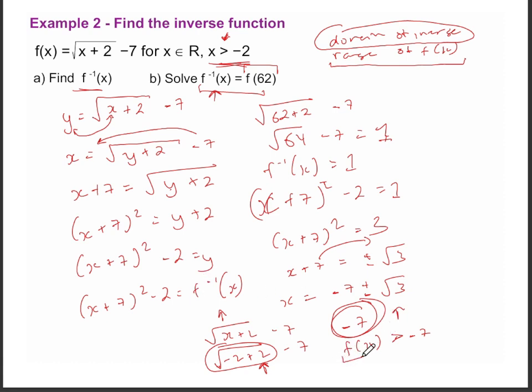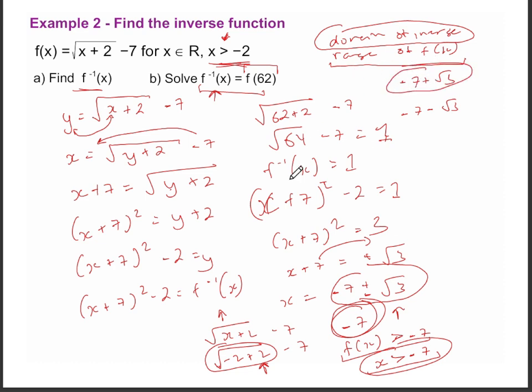Okay, so if this is your range, then your domain of the inverse would just be x greater than negative 7, because as we said, the range of the original function is the domain of the inverse. And now we can see which of these two fall under this domain. So negative 7 plus root 3, or negative 7 minus root 3. Which of these is greater than negative 7? As we can see, this one will be the one that's greater than negative 7, because this one would just be less than negative 7 because you're subtracting again. And therefore, your x in this question would be negative 7 plus root 3.